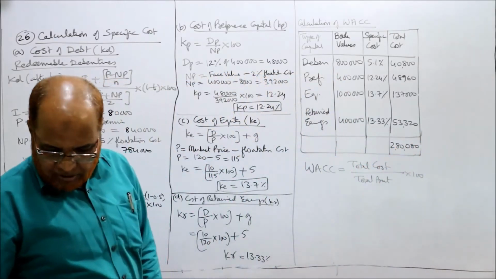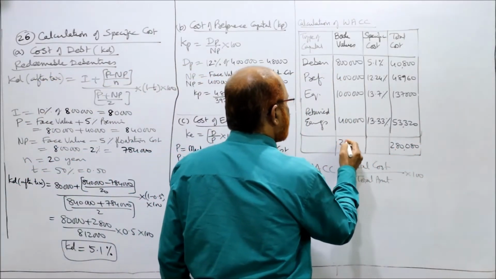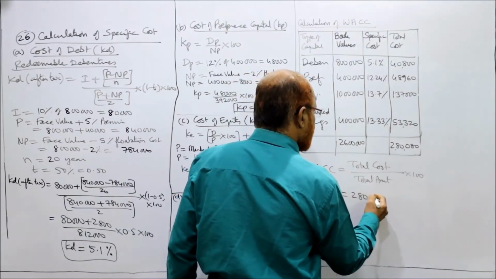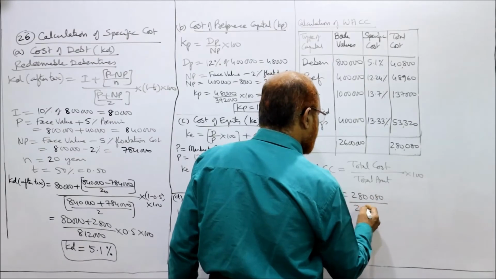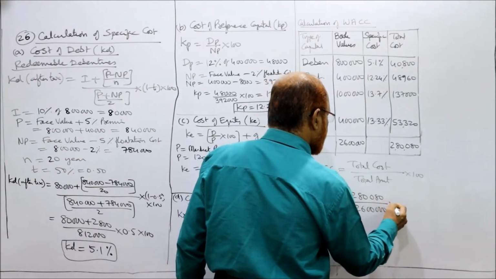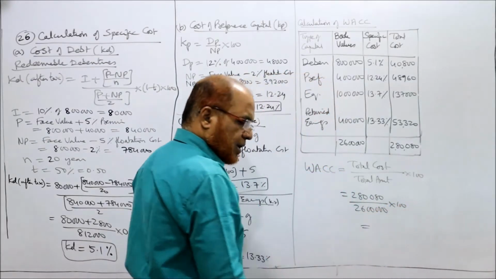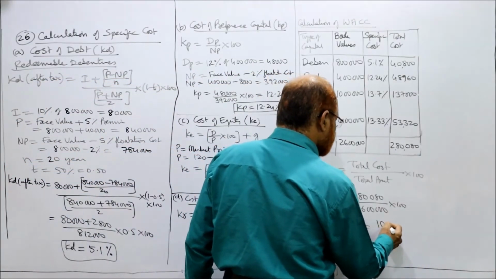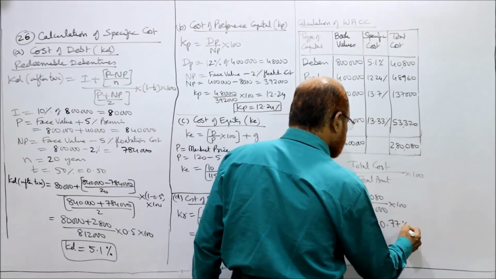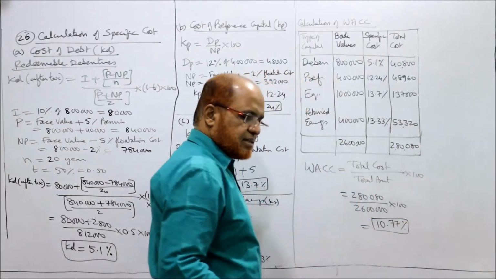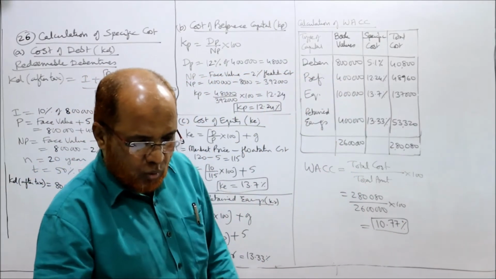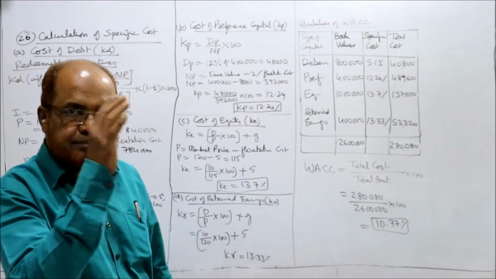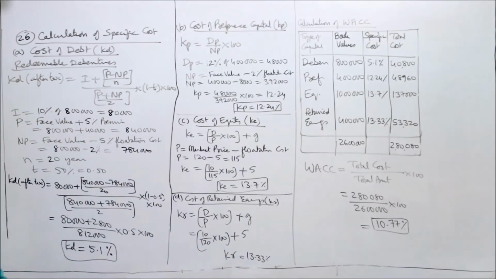And the total of the amount is 26 lakhs. So finally 10.77%. This is the KO, the overall cost of capital, combined cost of capital, WACC. That's it.